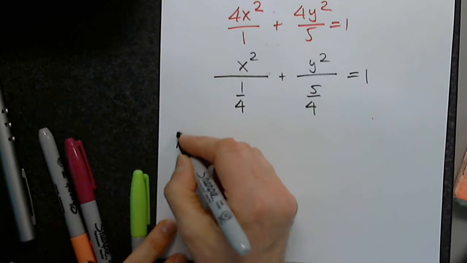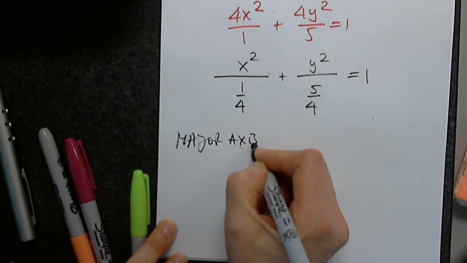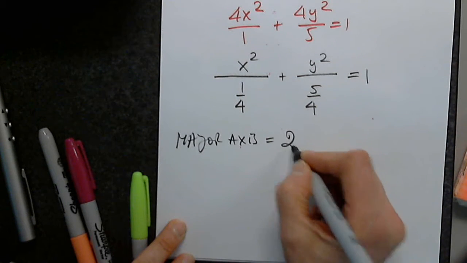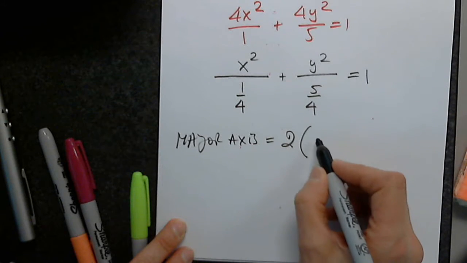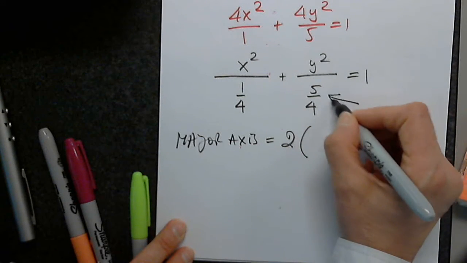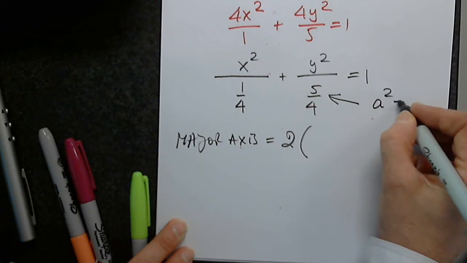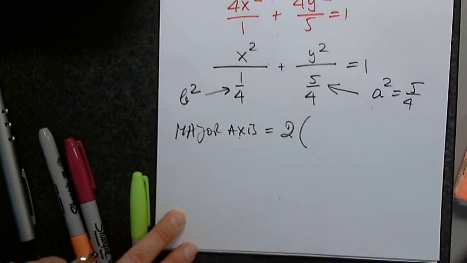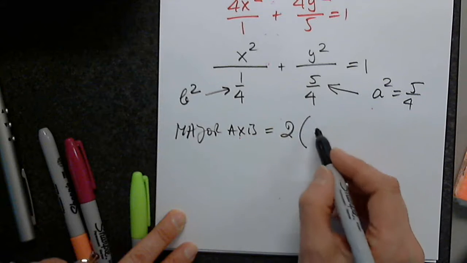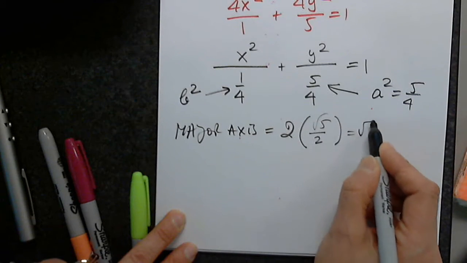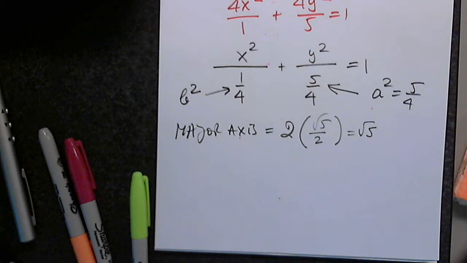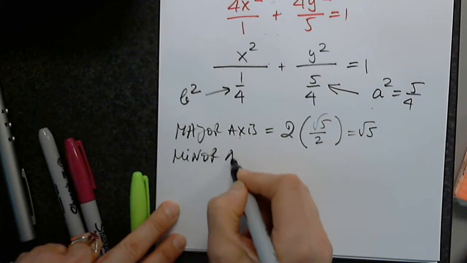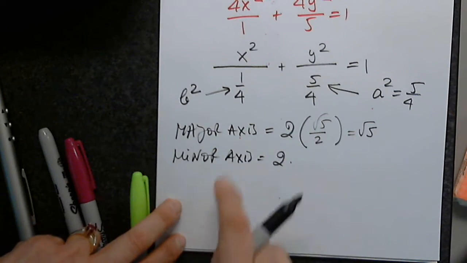Yes. So major axis, twice. So this is the a squared and this is the b squared. So twice I have to take the square root here. The square root of 5 over 2 will be the square root of 5. Twice the length, and the minor axis is twice times the square root of this.